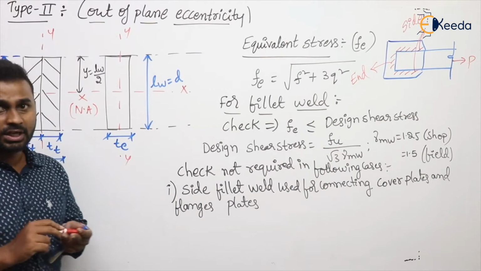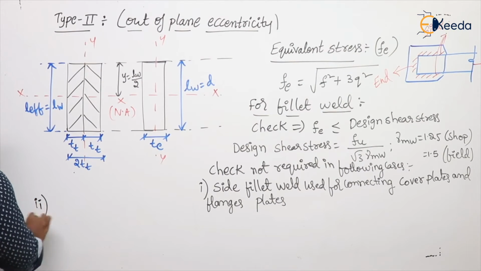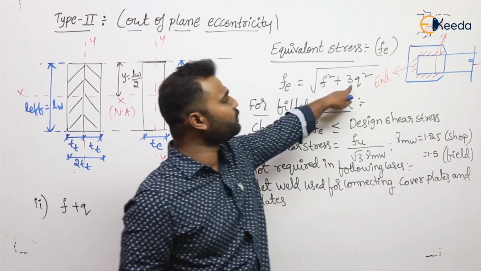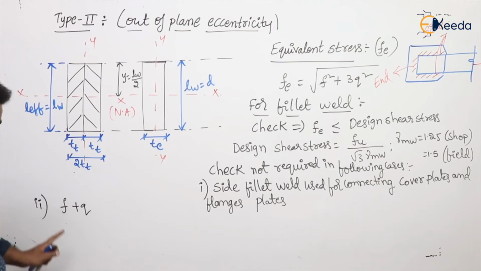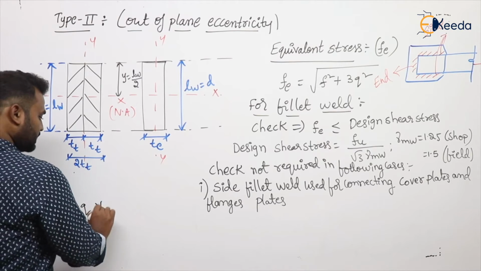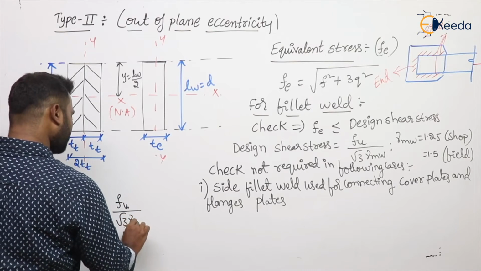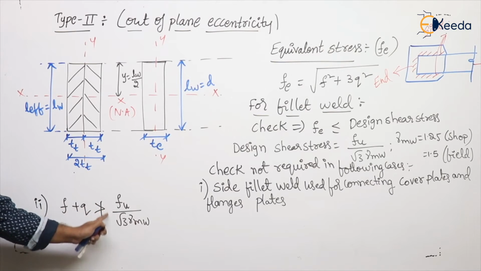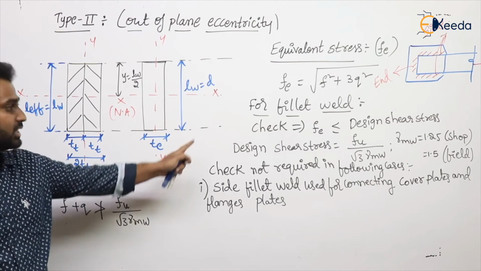And there exists one more condition in which this check is not required. What is that condition? Let us see. The sum of normal and shear stress, F plus Q. What is F and what is Q? We know, and we have seen how to calculate F and Q also because of out of plane eccentric loading, right? So if this sum of F plus Q does not exceed Fu by root 3 gamma mw, meaning the sum of normal stress and shear stress does not exceed the design shear stress in the weld, then this check is not required. So for fillet weld, these are the two cases in which the check is not required.